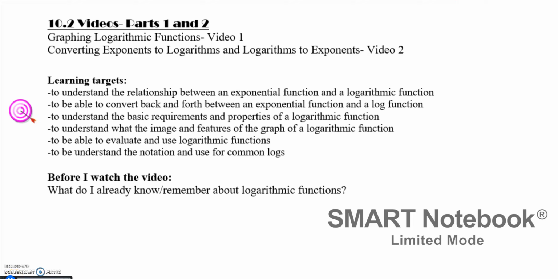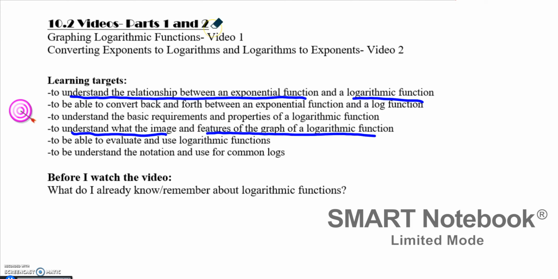Hello everybody, welcome back. This is the 10.2 part 1 video, which will be going over understanding the relationship between exponential functions and logs, especially with graphing, and also to understand what the graph looks like, and the features of a log function. And then in part 2, we will actually be converting between exponents and logs and evaluating log functions.